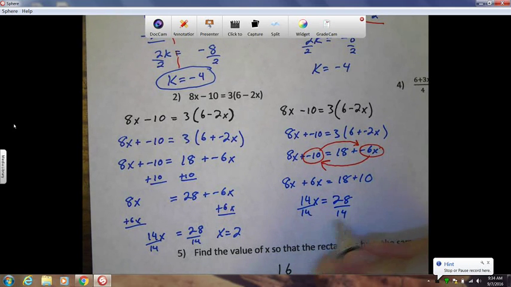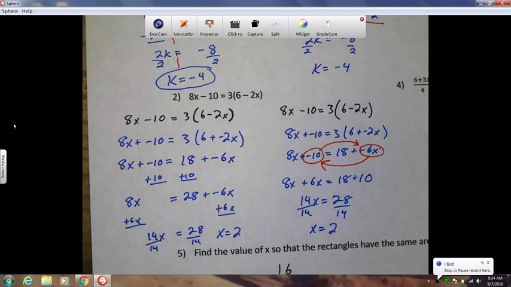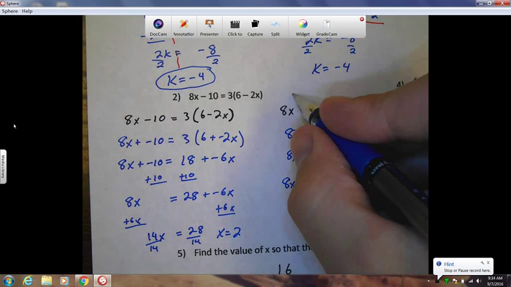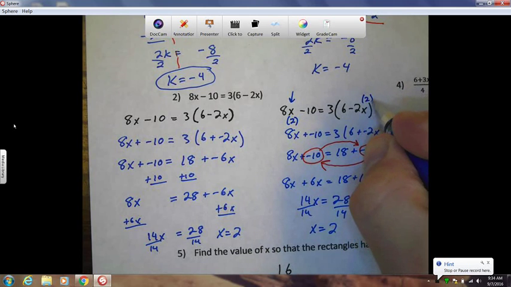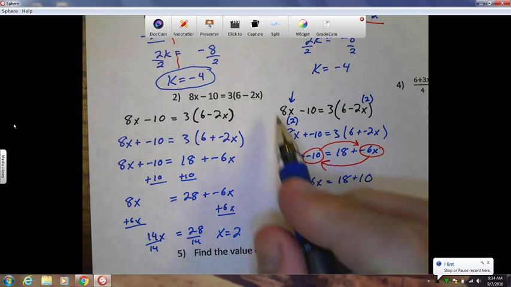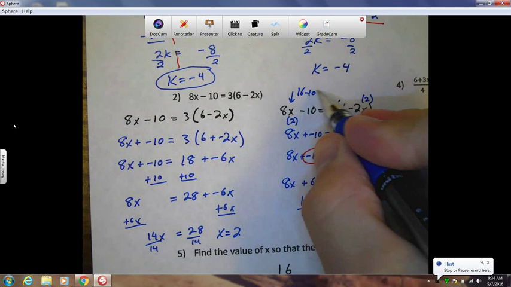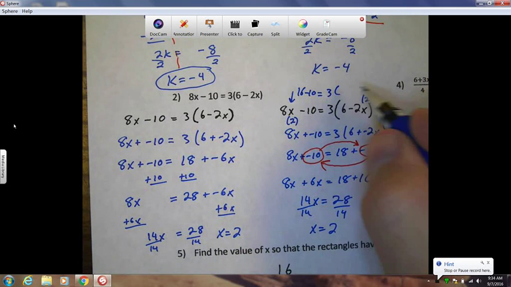Remember, you can always check your answer. I can take 2, put it back in here, the original, and see if it works. So 8 times 2 is 16 minus 10. 2 times 2 is 4, so 6 minus 4. So that's 6, and that's 6.